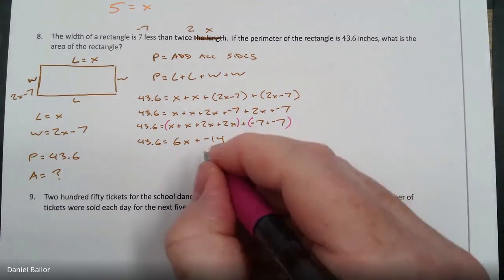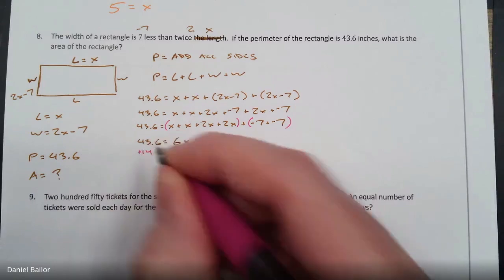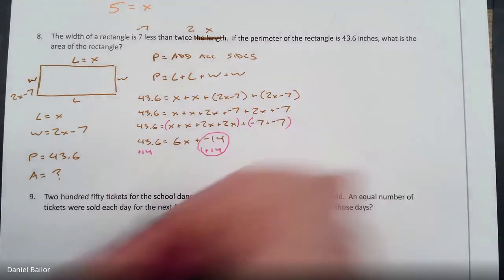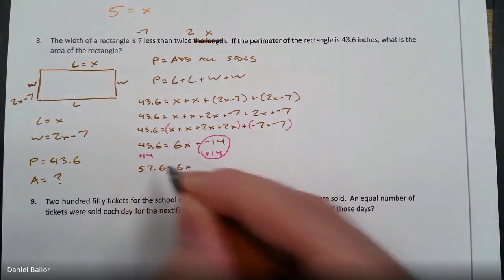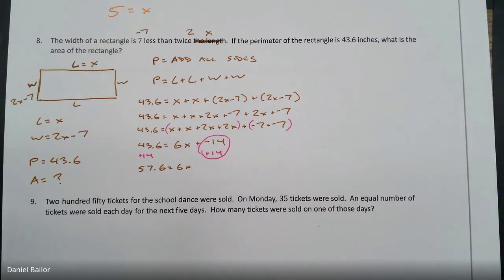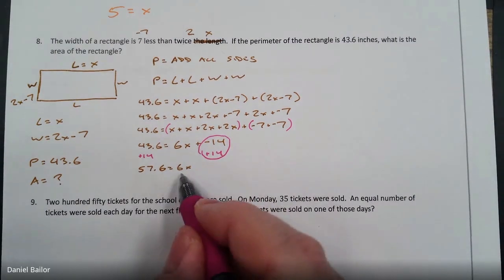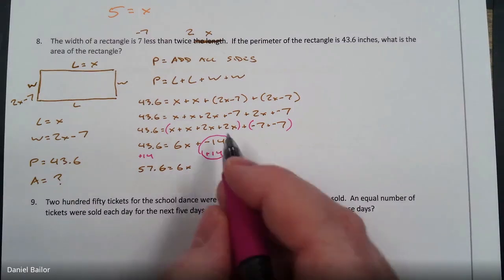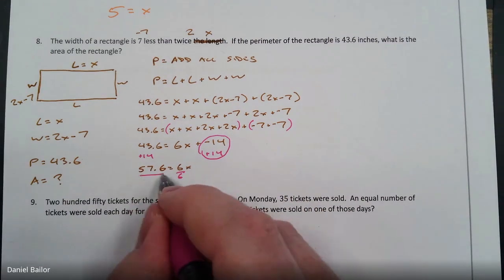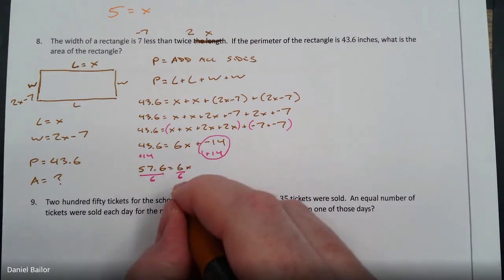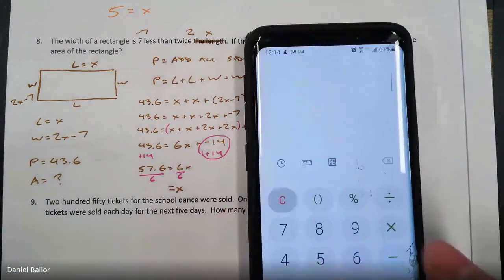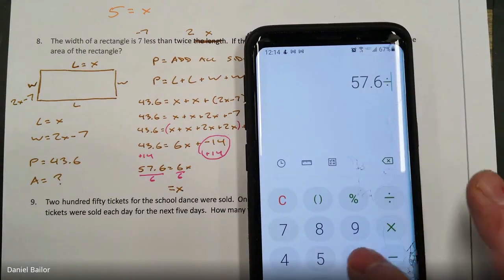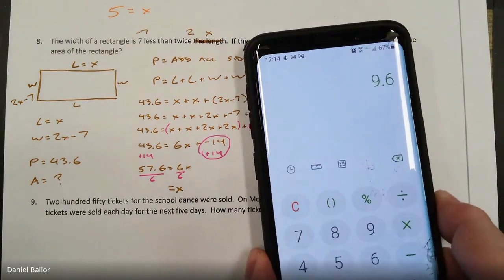Now I'm going to use the addition property of equality to add 14 to both sides so that this turns into a 0. That gives me 6x equals 57.6. Next thing I need to do, I just want the x by itself, the x variable isolated. So I'm going to divide by 6, and the division property of equality tells me I divide by 6 on both sides. So I need to do 57.6 divided by 6, and I do not feel like doing that in my head. So let's do 57.6 divided by 6. We get x is 9.6.